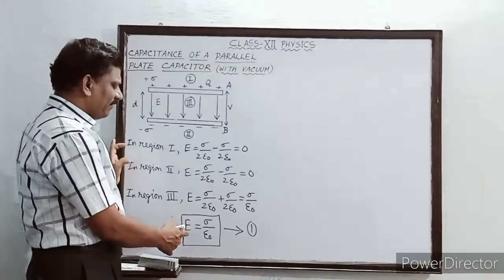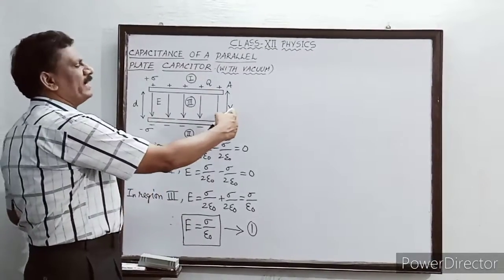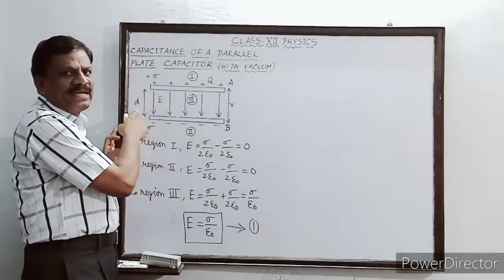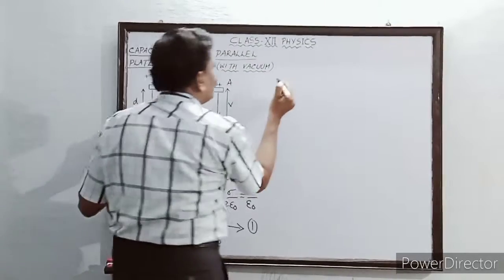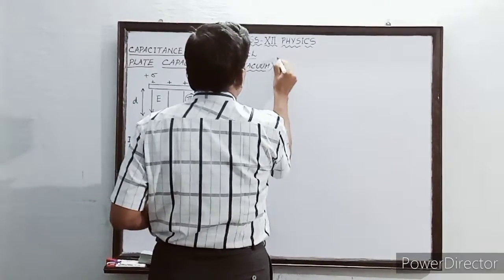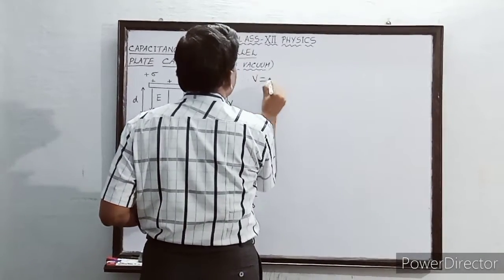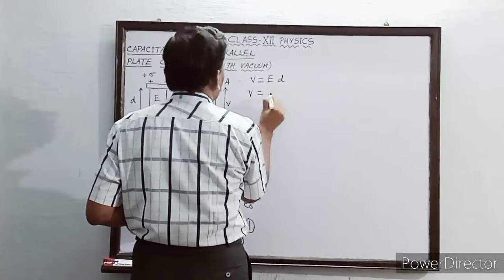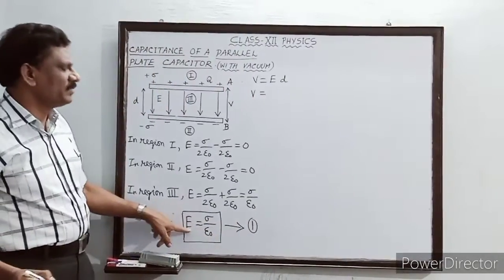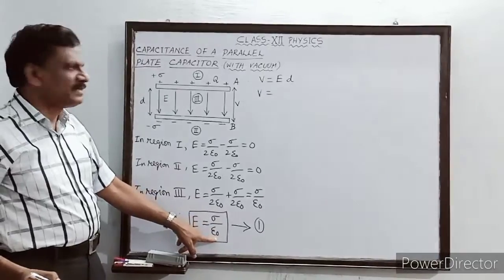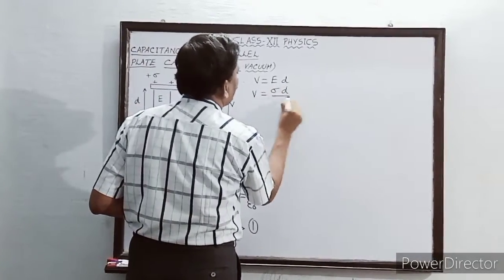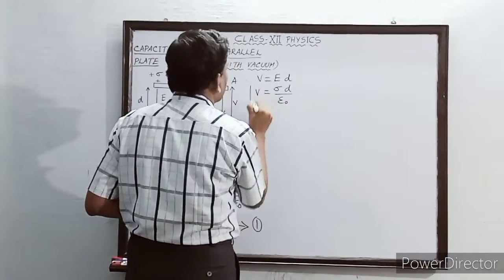Now electric field E is also equal to the potential difference between the plates V divided by the distance between the plates d. Therefore, I can take the potential difference V is equal to E into d, or V is equal to, instead of E, substituting sigma by epsilon naught, so this will become sigma into d divided by epsilon naught.